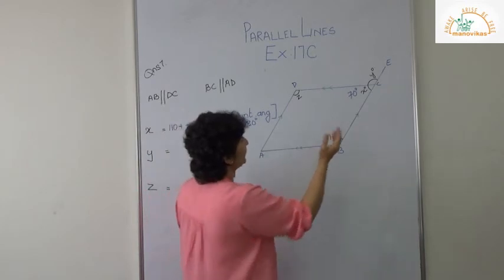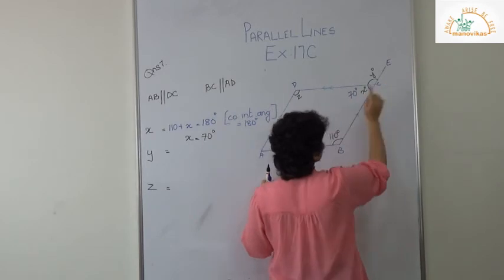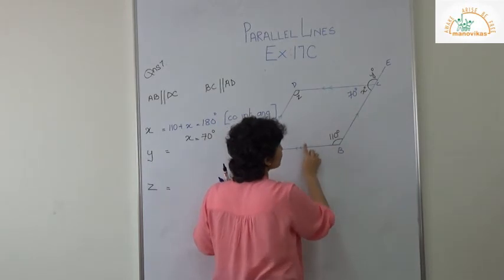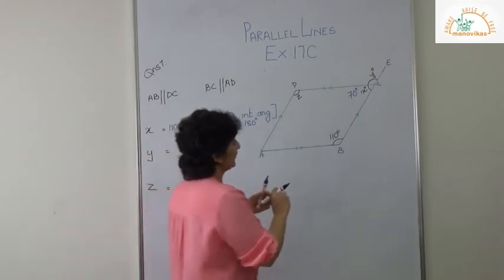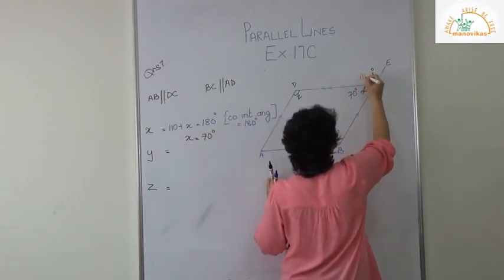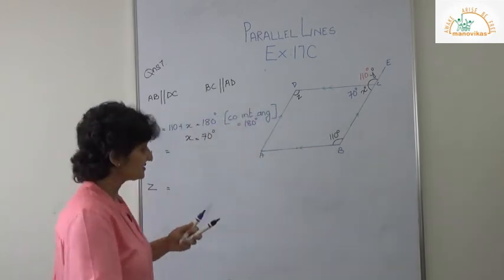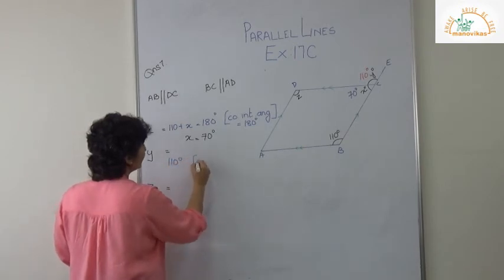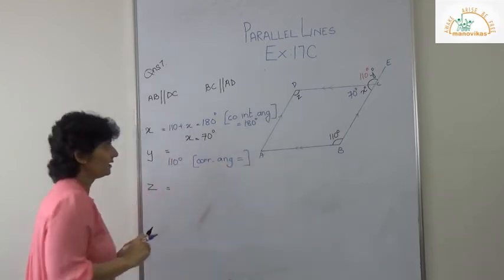Now look properly. This is parallel to this and this becomes your transversal. Mirror image of L or say ulta L. Like this and like this. You see the shape, children. So Y again. Now see, this is 110. So this also will be 110 degrees. See the shape. So what is this? Corresponding angles are equal. So Y is equal to 110 degrees. Corresponding angles are equal.